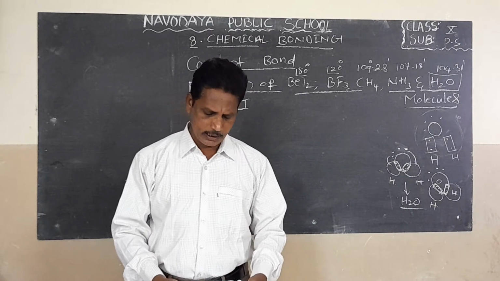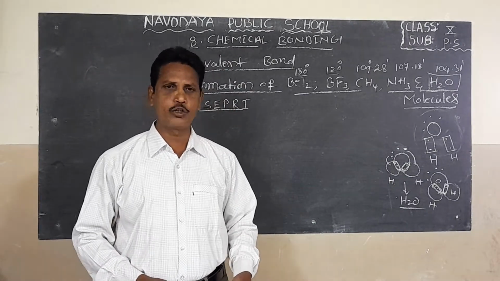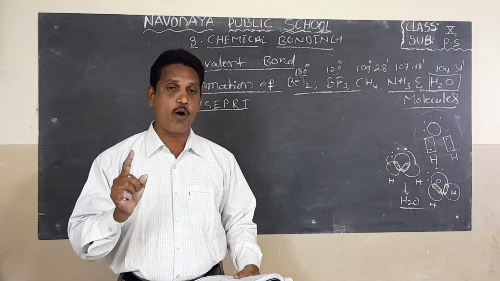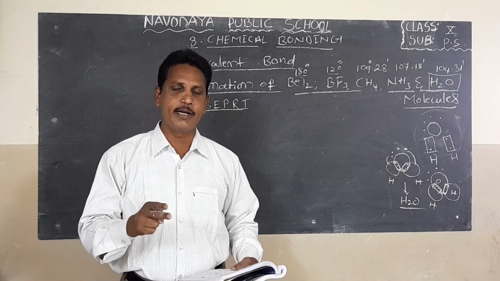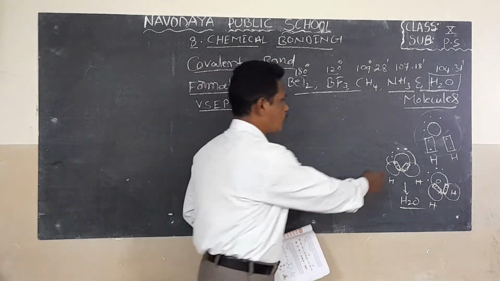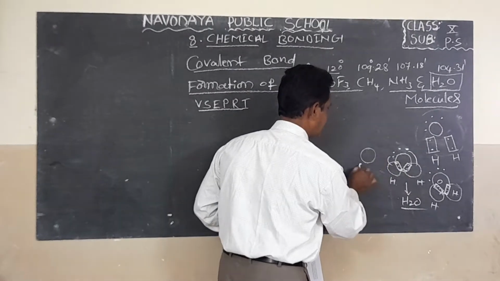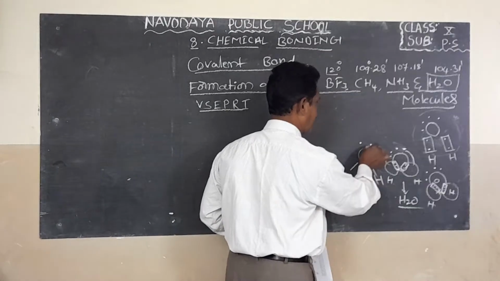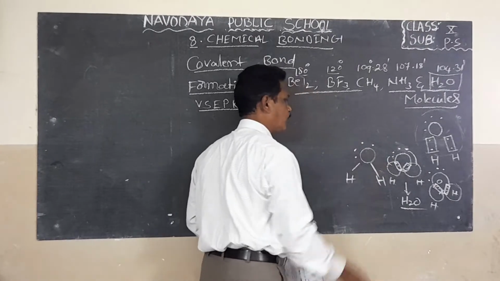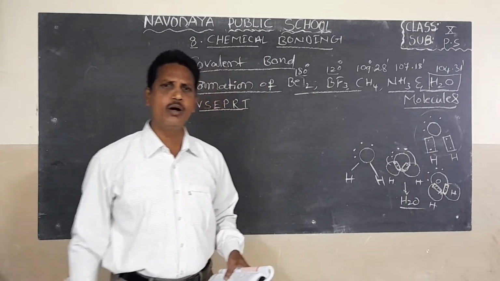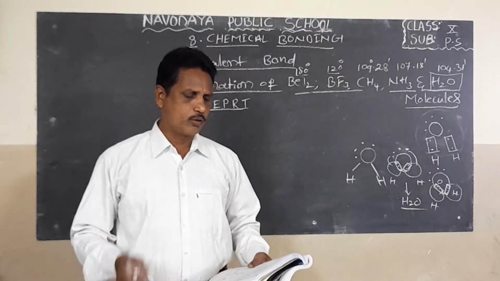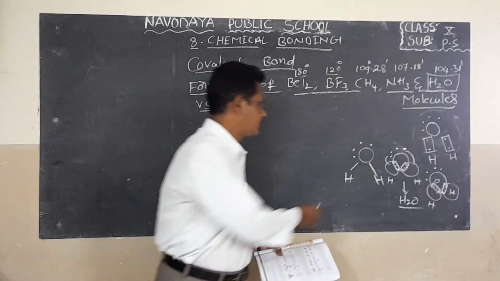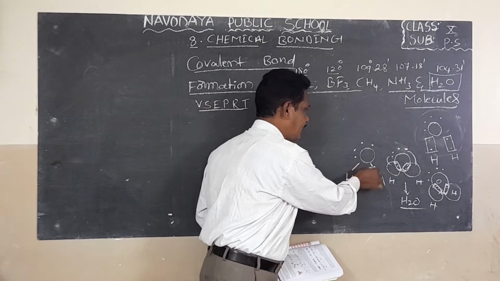Again, fourth point. See the textbook page number 169, fourth point. If two bond pairs are present in two covalent bonds, this is one single covalent bond, this is another single covalent bond. These are the two lone pairs of electrons present in the H2O molecule. So two bond pairs: this is one bond pair, this is another bond pair.